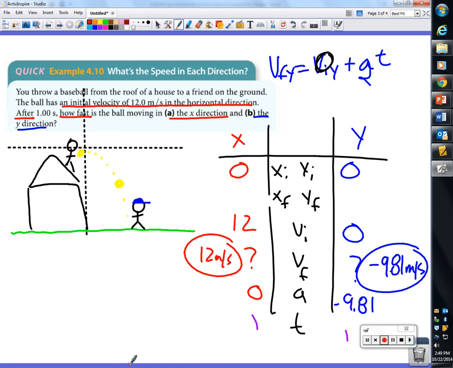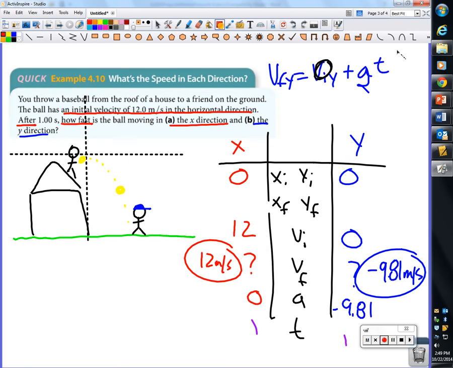Okay. Now, the next part leads us into practice problem number 38, which is right below that example in your packet. We just calculated that this object is moving 12 meters per second horizontally and 9.8 meters per second vertically. 38 asks us for the speed, which is how fast.